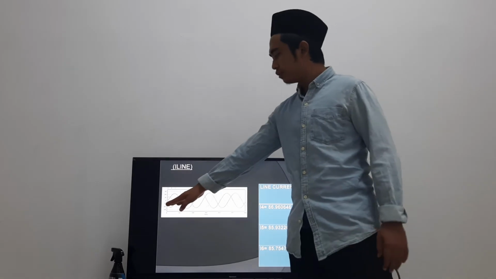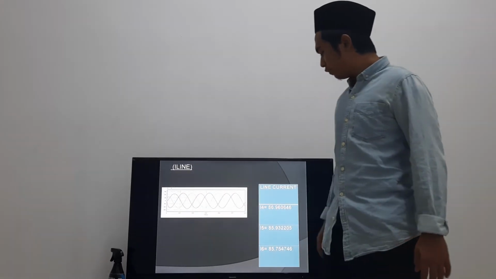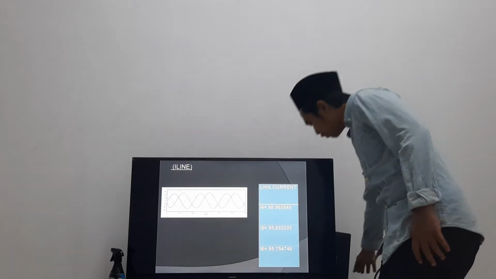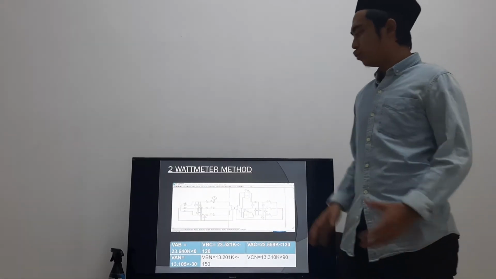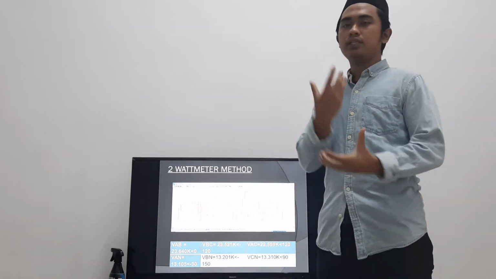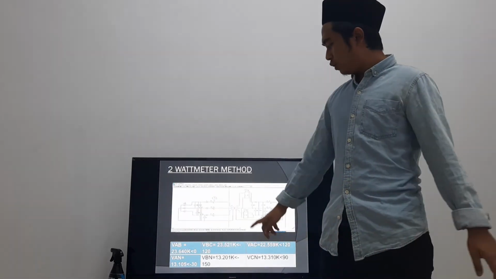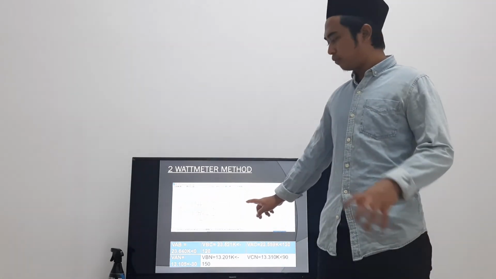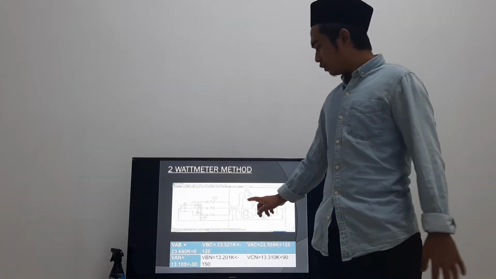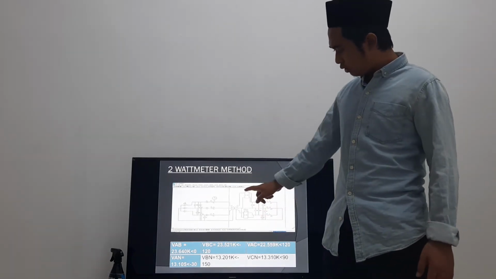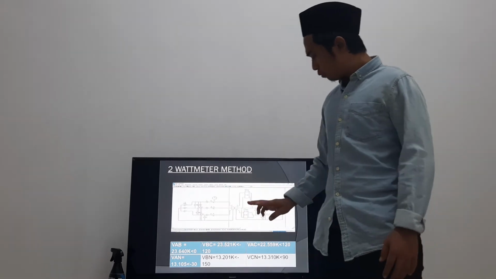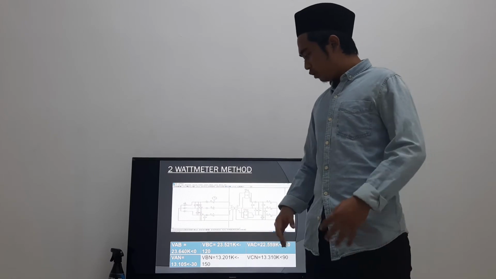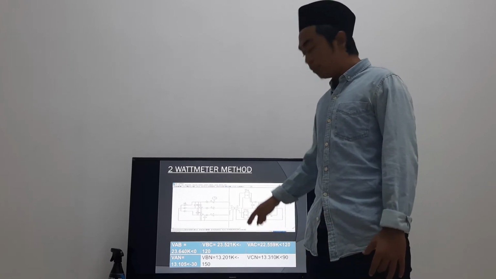So next is I line. This is I line for the secondary, and this is their graph, and this is the simulation value. Next, for the two-wattmeter method, the graph may be a bit different because we need to add the wattmeter. So this is the wattmeter. We put two wattmeters to measure between phases A and B.